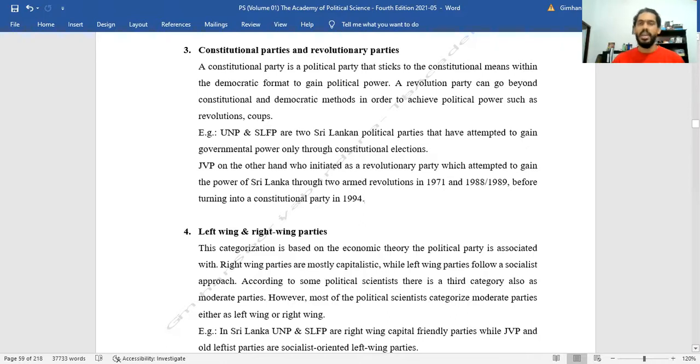So one way of doing this is contesting elections, sticking to the methods that are given in the constitution, right? Or sometimes they can go one step further and try something not very democratic. And those are called revolutionary parties. Okay. So for example, UNP and SLFP, two political parties in Sri Lanka, have attempted to gain governmental power only through elections, only according to the way that the constitution provides.